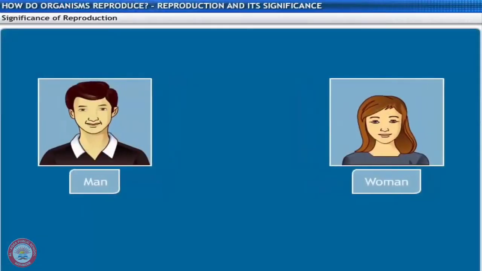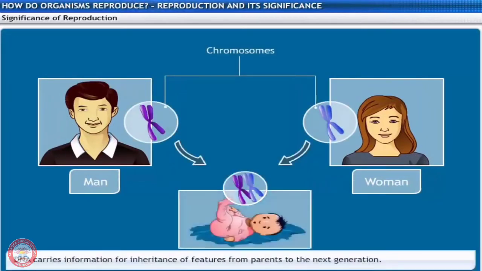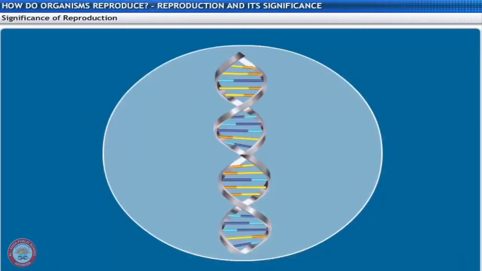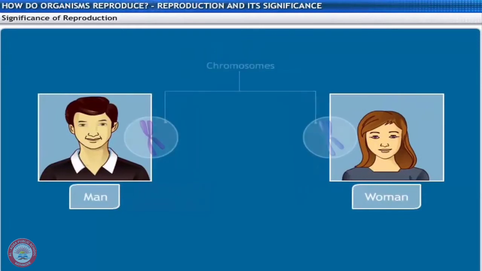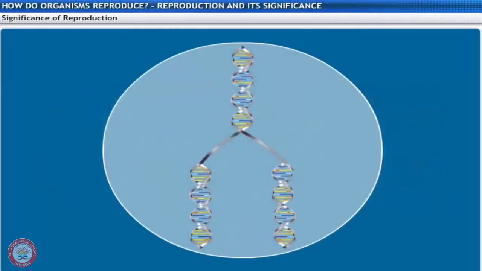We have studied in the previous year that chromosomes in the nucleus of a cell contain information for inheritance of features from parents to the next generation in the form of DNA. During the process of reproduction, this DNA is replicated. Replicate means to make an extra copy of the DNA.